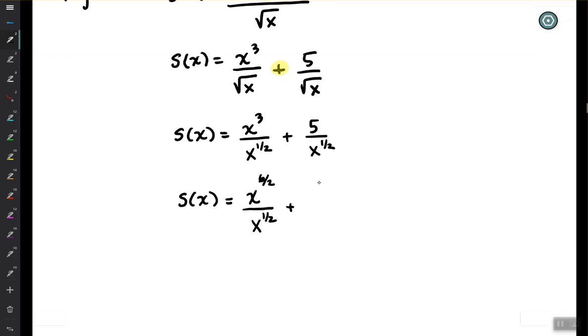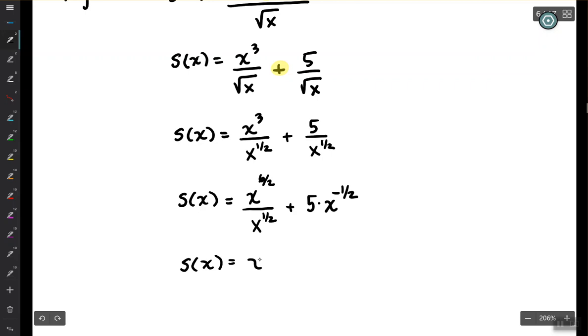Let's do that on the next line, though. And this piece, 5 divided by x to the 1/2 power, is the same thing as 5 times the reciprocal of x to the 1/2 power. Oh, it's 5 times x to the minus 1/2 power. Almost done on the algebra. 6/2 minus 1/2 is 5/2.